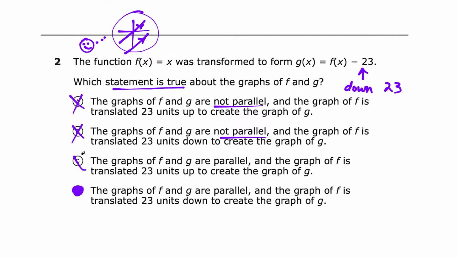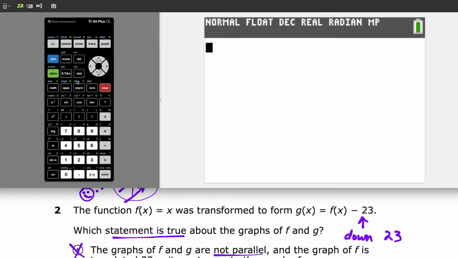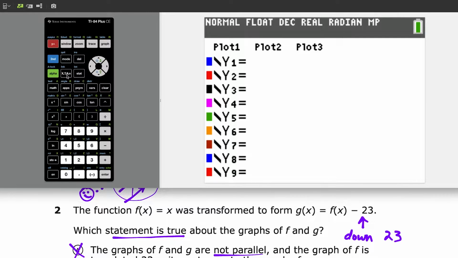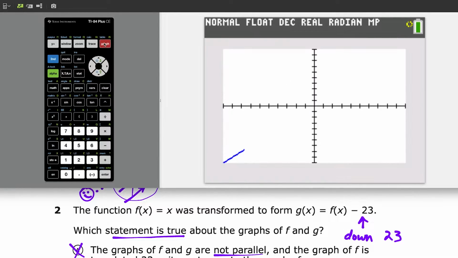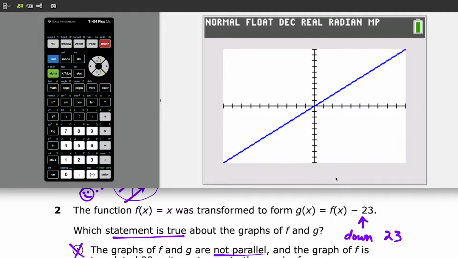But if we really needed to be sure, we could use the calculator. For something like this, I would just go over to the y equals and type in y equals x. And then we're also going to look at the function f of x minus 23. But f of x is equal to x, so I could just write x minus 23 here. Now if I graph this, I'm not going to be able to see what's going on because I'm going all the way down to minus 23.